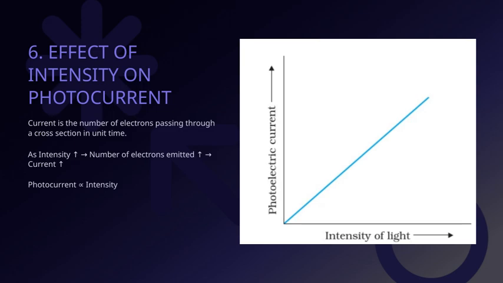Now, it's important to remember that current is essentially the number of electrons passing through a cross-section in a given amount of time. So, as more electrons are emitted due to higher intensity, more of them flow through the circuit per second, increasing the current. This connection between intensity and photocurrent is fundamental because it shows how the amount of light directly impacts the flow of electrons, which is key to understanding the photoelectric effect and how light energy translates into electrical energy.